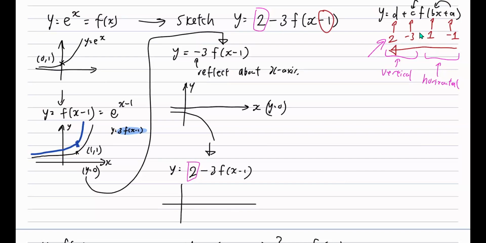For your new horizontal asymptote, y equals what? 2 as your new horizontal asymptote. Yes, correct. And then you end up with something like, in this case, it passes through a certain point.